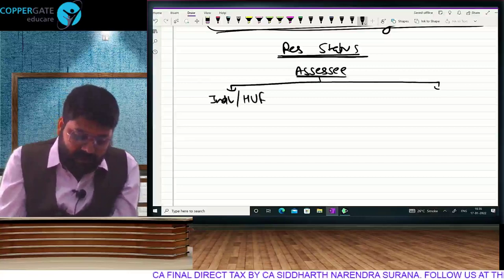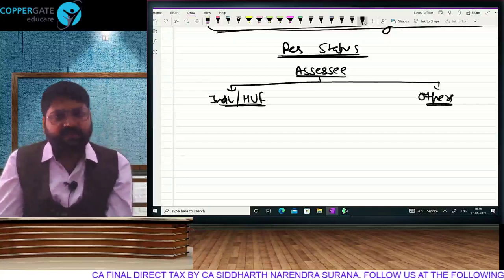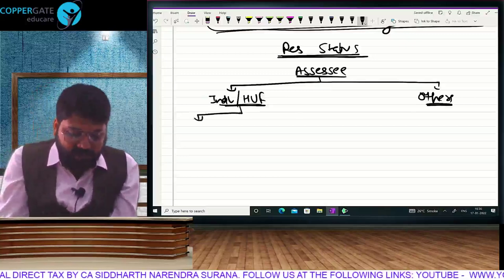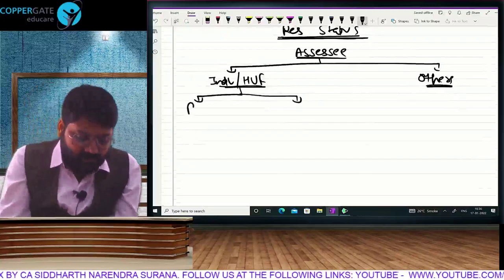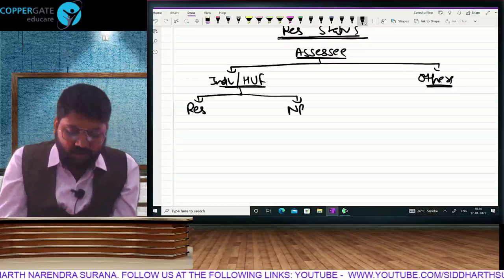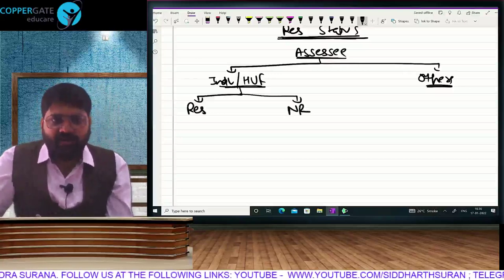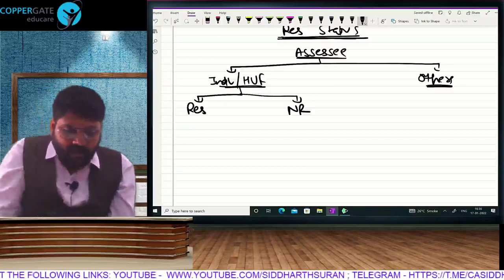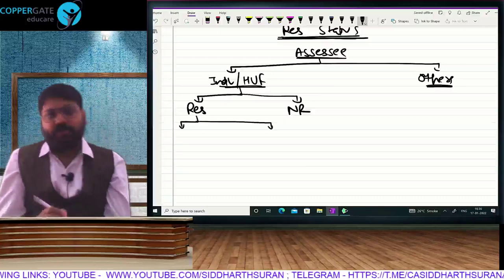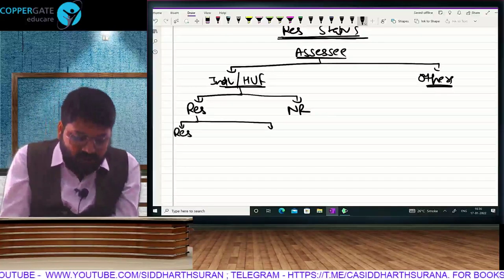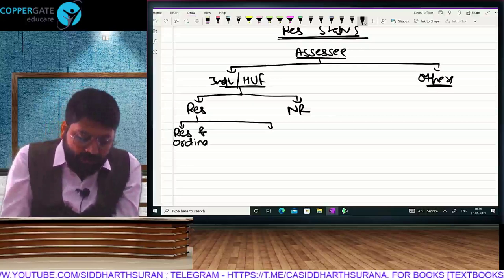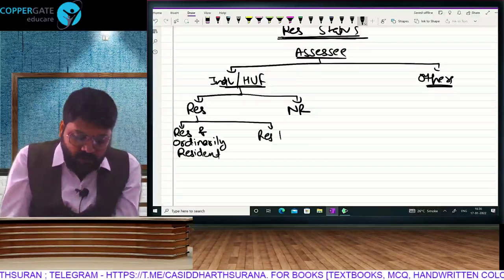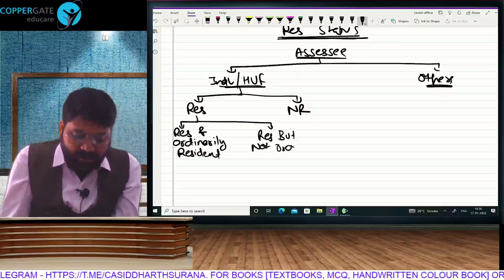First, individual, HUF and all others. Others means this will include firm, company, AOP, local authority, AJP, everyone. For individual and HUF, this is the classification given in the chapter. First, the assessee can be resident or non-resident. From now onwards, I will be writing this short form. Will you be comfortable if I write RES for resident and NR for non-resident? Yes. And once you are a resident, for individual and HUF, there is a further classification. An individual or HUF can be resident and ordinarily resident, or resident but not ordinarily resident.